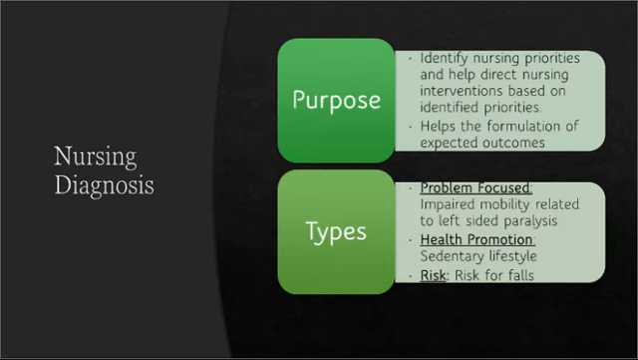And then your other diagnosis can be a health promotion or a risk. Because they have this impaired mobility, they have a risk for falls. Because they've had a stroke, it may be related to the fact they have a sedentary lifestyle, and that's something you can do teaching on. So pick one problem-focused and one health promotion or risk. Some other problem-focused examples might be sleep deprivation related to pain, or decreased cardiac output related to a myocardial infarction.